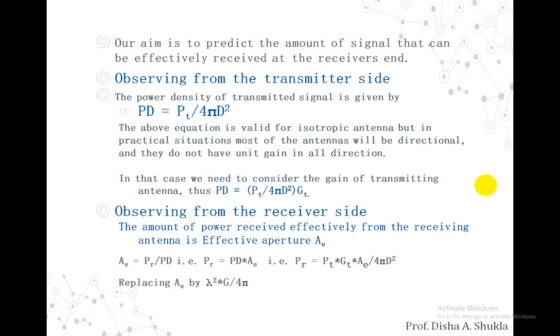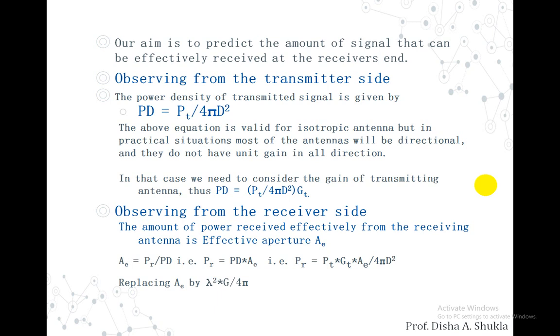So observing from the transmitter side, the power density of the transmitted signal is given by PD equal to PT upon 4 pi d square, where d is the distance between the transmitter and the receiver. The above equation is valid for an isotropic antenna, but in a practical situation, most of the antennas will be directional and they do not have a unit gain in all the directions. So in that case, we need to consider the gain of the transmitting antenna.